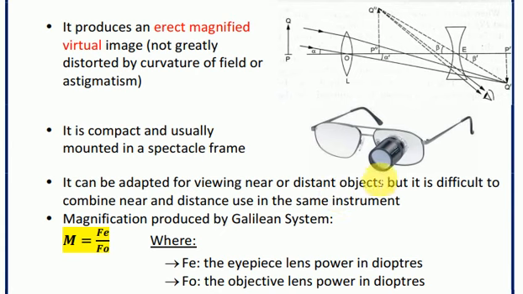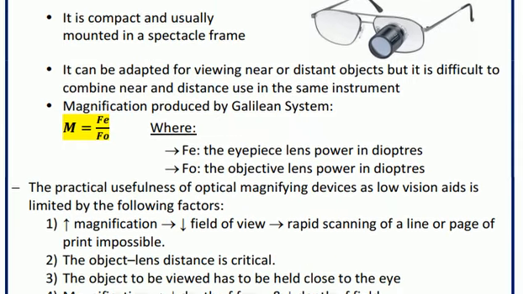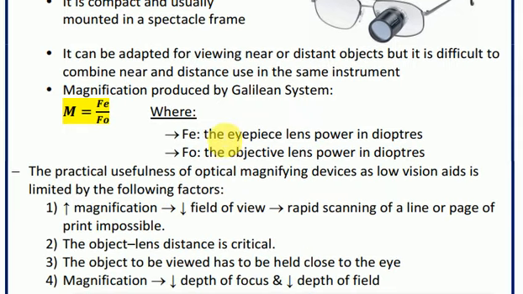in the same instrument. Magnification produced by this Galilean system is Fe divided by Fo. Fe is the power of the eyepiece in diopters, while Fo is the power of the objective. Power of eyepiece divided by power of objective.